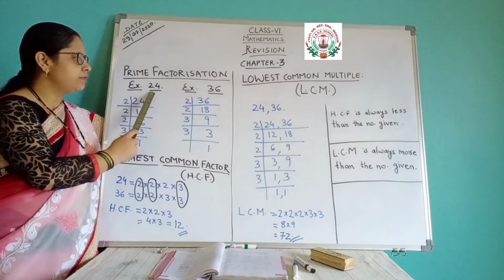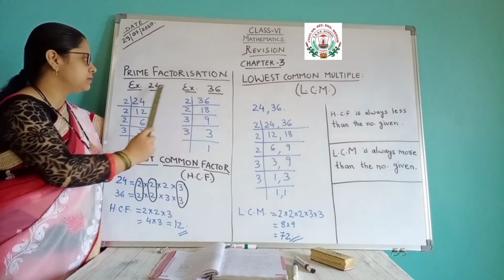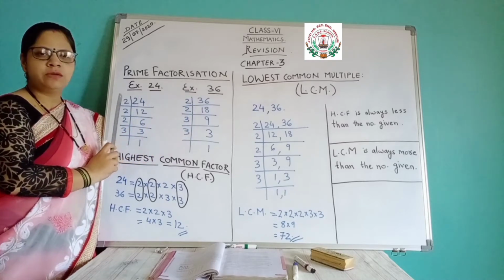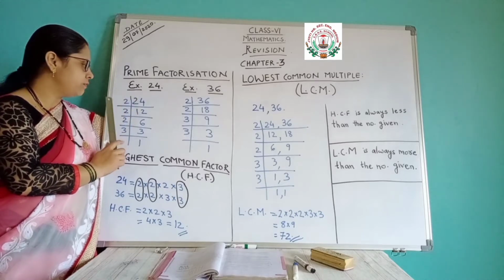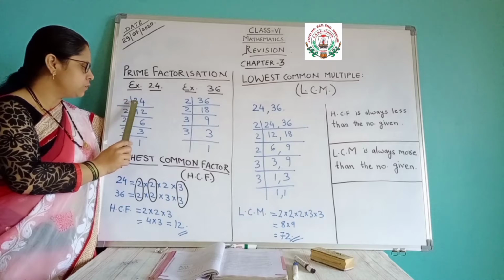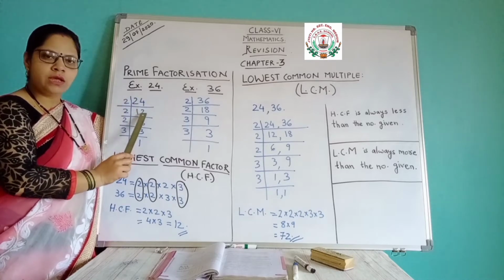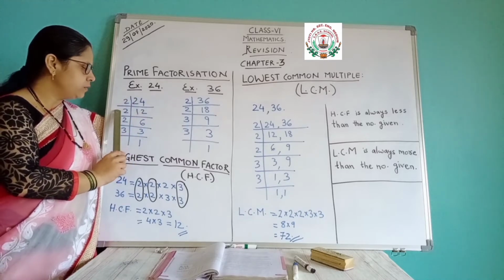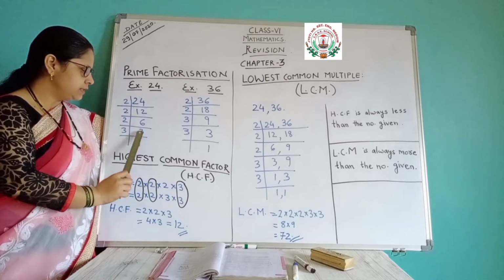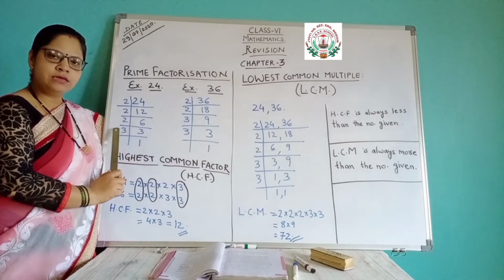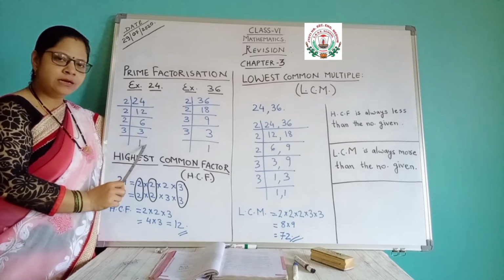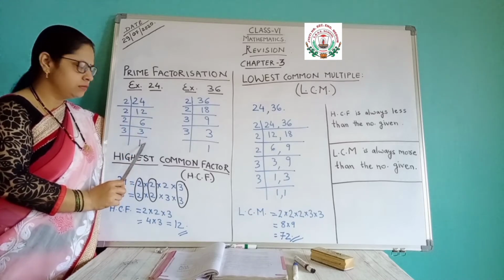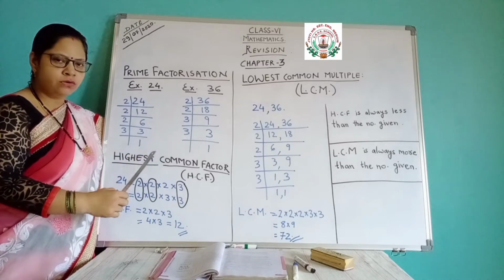Like examples, I have taken 24 and 36. 24: the first prime number is 2 and it is divisible by 2. So we are writing here 2. How many times? 2 ones are 2, 2 twos are 4. So here left 12. Then again 2 sixes are 12. 2 threes are 6 and 3. Again 3 is a prime number. So 3 ones are 3. And finally it is left out here 1. So it will not go further.